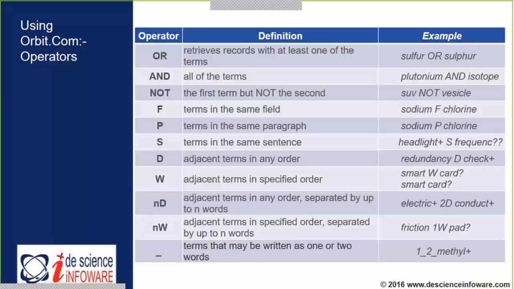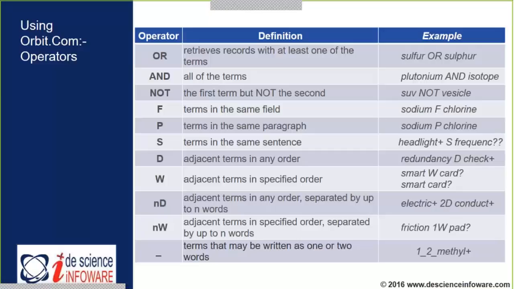OR is the broadest, and AND is narrower. F, the field operator, is more narrow, and when you go with the paragraph, it is narrower still. And if you go with S, which is same sentence, this is the very narrow kind of search which you can perform. Apart from that, you have proximity, meaning how both keywords are correlated.